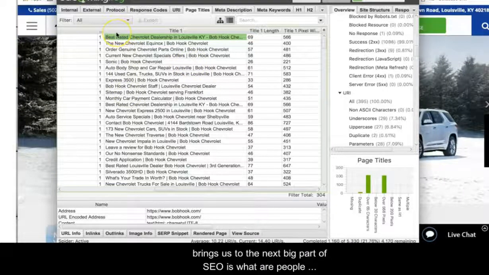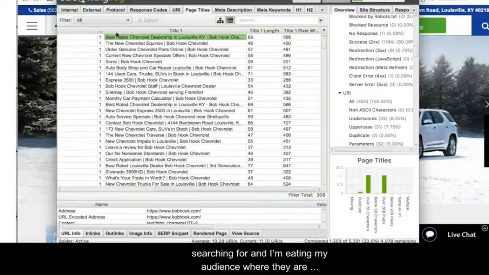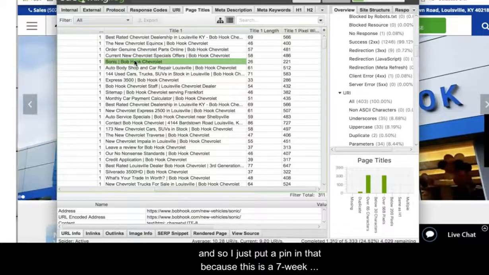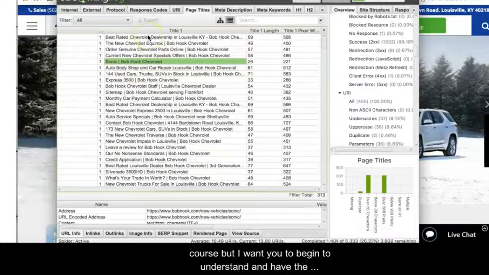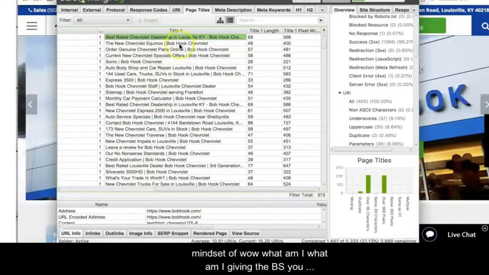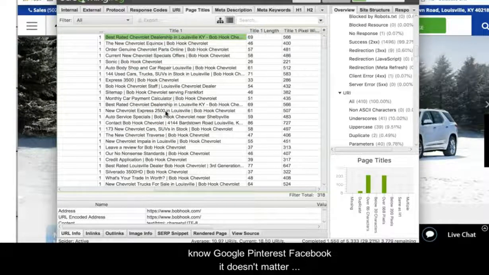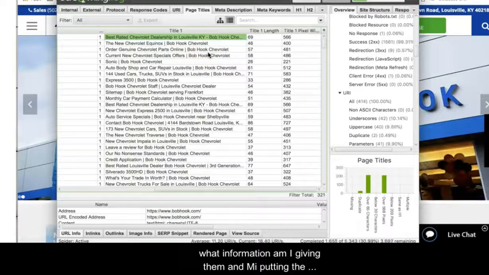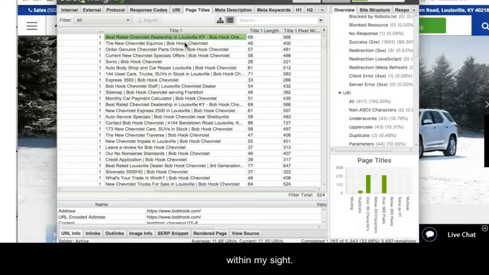And so this is always what brings us to the next big part of SEO: what are people searching for? And am I meeting my audience where they are? Just put a pin in that because this is a 7-week course, but I want you to begin to understand and have the mindset of, wow, what am I giving Google, Pinterest, Facebook, it doesn't matter. What information am I giving them? And am I putting the information that I want to show up for within my site?